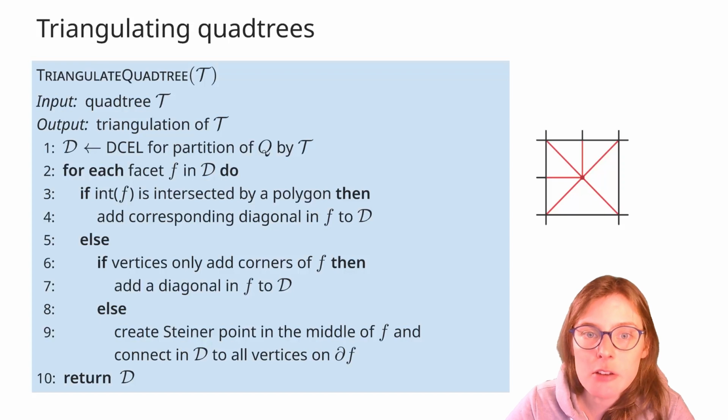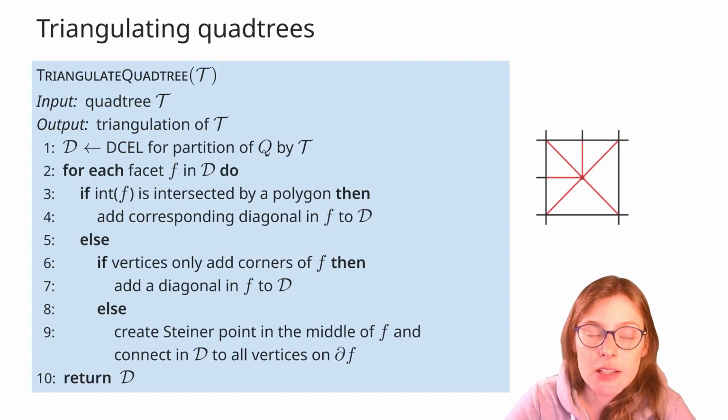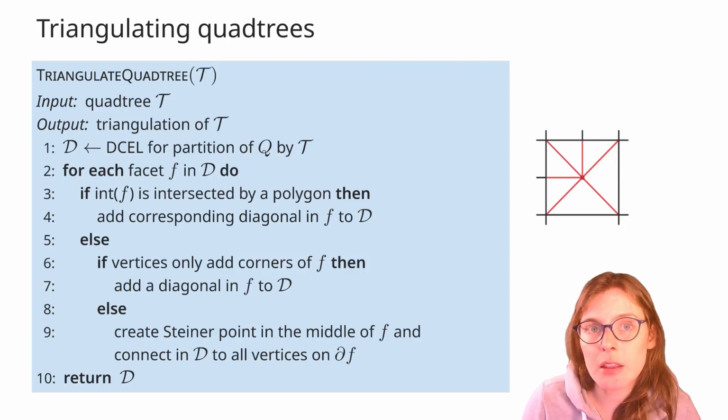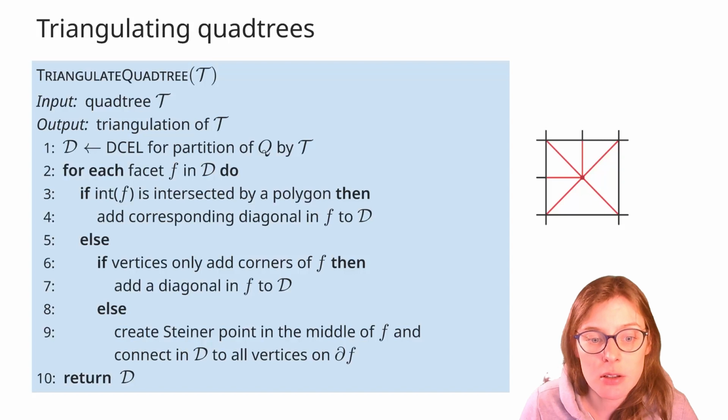Let's formalize this algorithm in the following pseudocode. We start with a balanced quadtree T and the corresponding quadtree subdivision of the square Q, and we will output a triangulation of T. We start with a doubly connected edge list representation of the quadtree subdivision, and for each face of it, if it is a unit square and its interior is intersected by one of the polygons, recall then this polygon will intersect the square along its diagonal, then we'll add this diagonal to the corresponding triangulation.